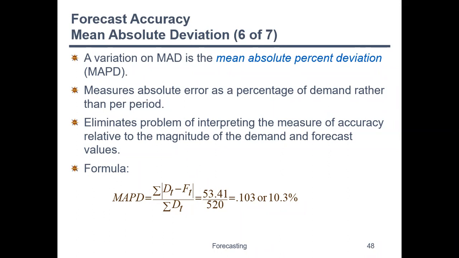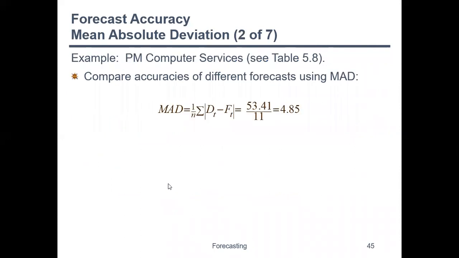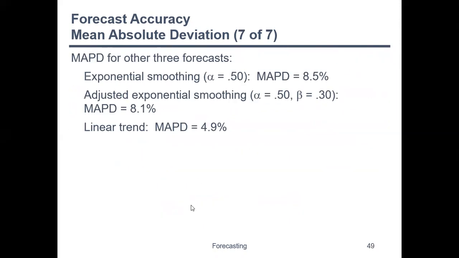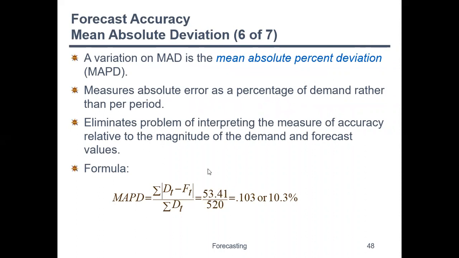So let's go back to our data. Our absolute value was still 53.41 for the summation of the errors. Then the summation of our demand, when you add all your demand, is 520. So it is 53.41 all divided by 520. That gives us 0.103, or 10.3%. So that is the mean absolute percentage deviation.